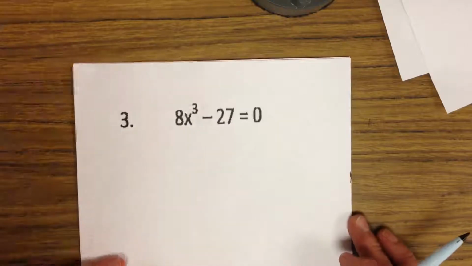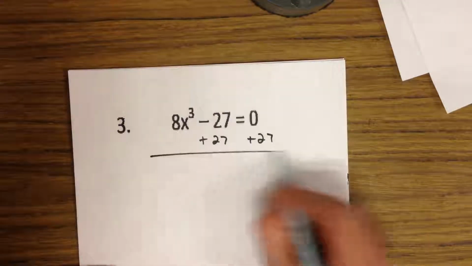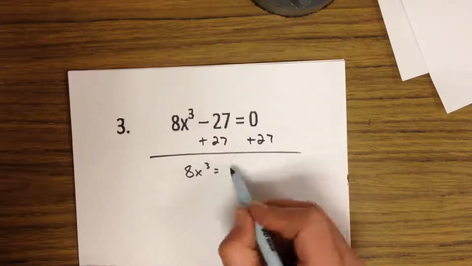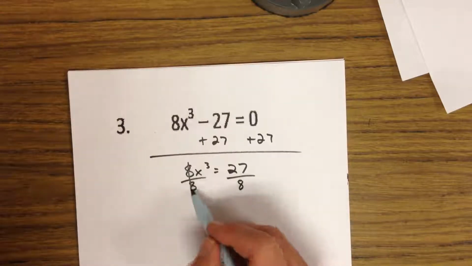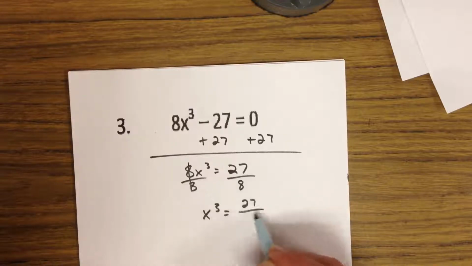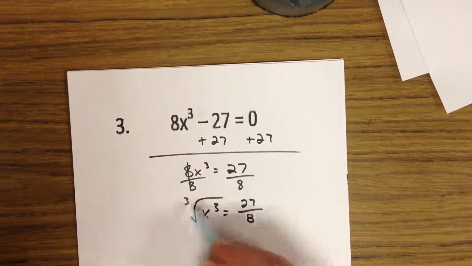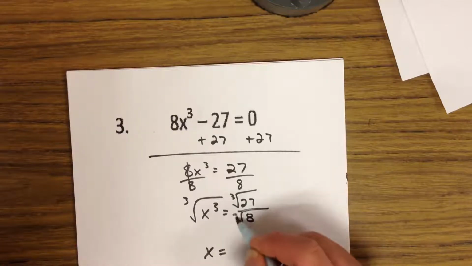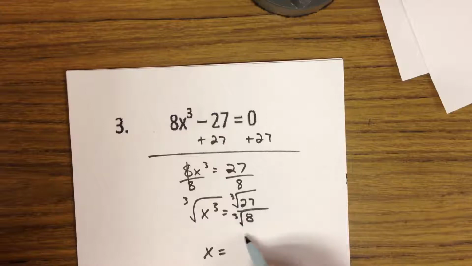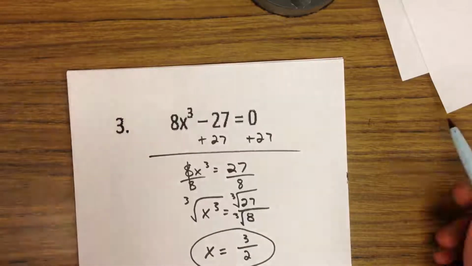All right, the only way to make this a little bit harder is to have two perfect cubes and you end up with a fraction. Add 27 to both sides. Divide by 8. That crosses out. And you need to recognize those two as perfect cubes, because when you go to take the cube root of this thing, that's going to be x. But you got to take the cube root of the top and the bottom. And the cube root of 27 is 3. Cube root of 8 is 2. So 3/2 is my answer.